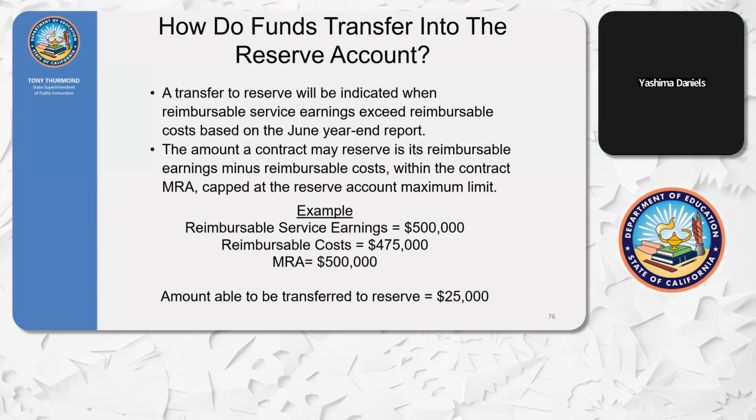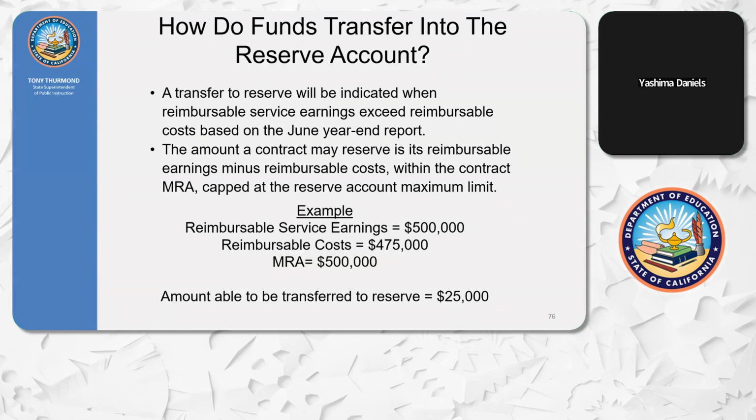So a common question our office receives once the June calculations are available in CPARAS is how do funds transfer into the reserve account? A transfer to the reserve will be indicated when reimbursable service earnings exceed reimbursable costs based on the June year-end report. The amount a contract may reserve is its reimbursable earnings minus reimbursable costs within the contract MRA and then capped at the reserve account maximum limits.